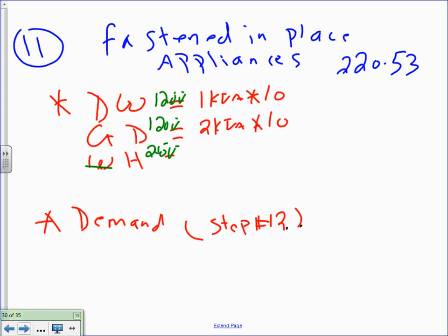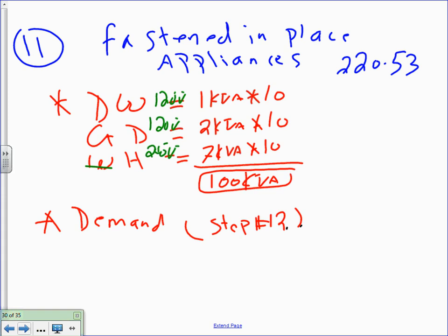How about the water heater? 7 kVA. 7 kVA times 10. Add them up. So 7 plus 2 plus 1 is 10, times 10, that's 100 kVA, right? If you do the math on them. Then demand: what was the demand for these? The demand for fastened in place appliances, my friend, is 0.75. Four or more, 0.75.